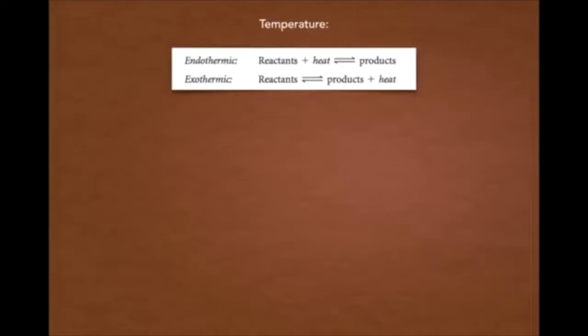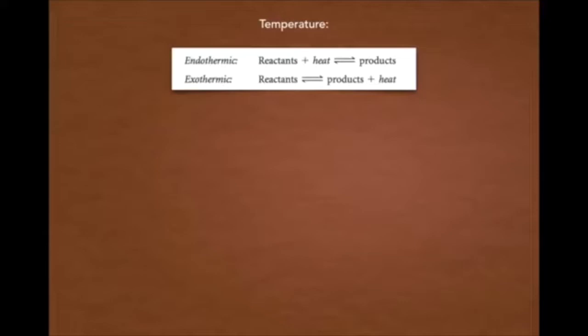The third and final change that you can make that can alter your equilibrium is changing the temperature. Now keep in mind, when we're talking about an endothermic reaction, your heat is going to be on your reactant side, while when you have an exothermic reaction, your heat is going to be on your product side.